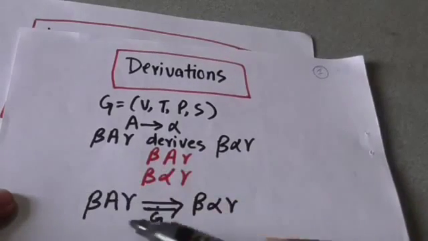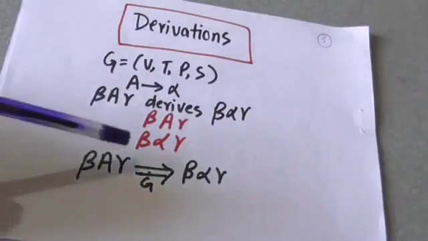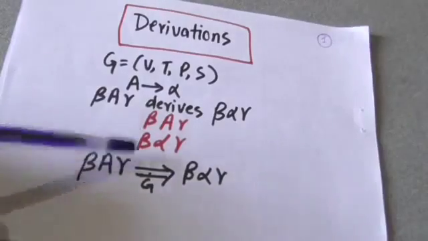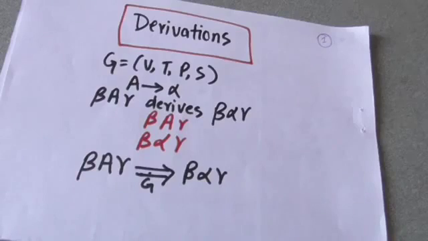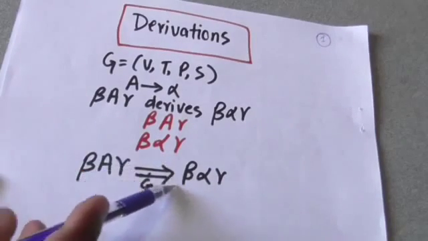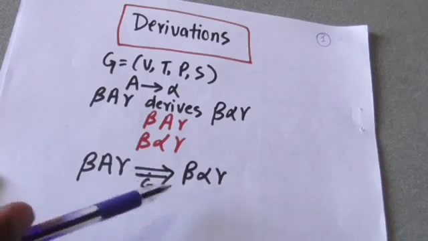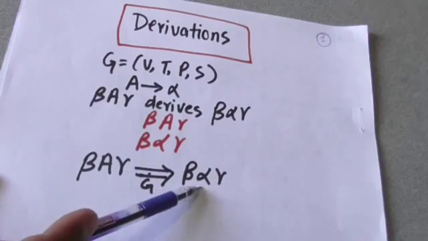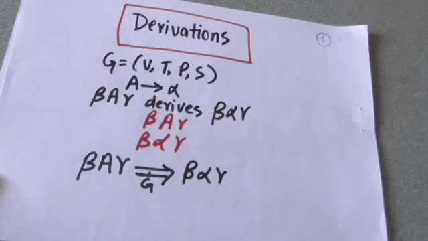It can be shown as like this. It can be shown as beta A gamma derives beta alpha gamma, right? We relate two strings by this symbol, right? When second string is obtained from first by only one application of some production.